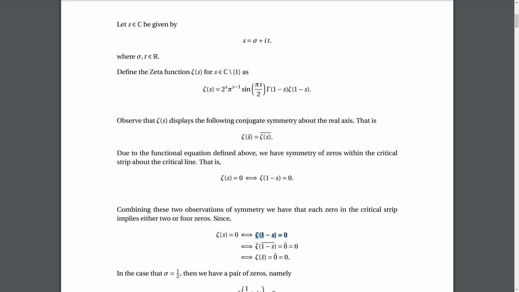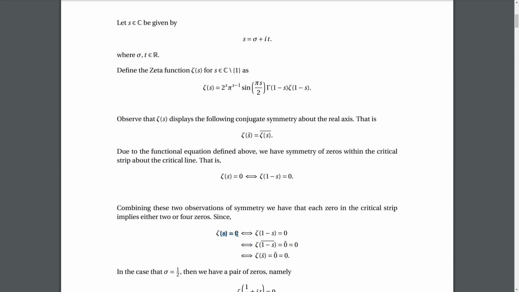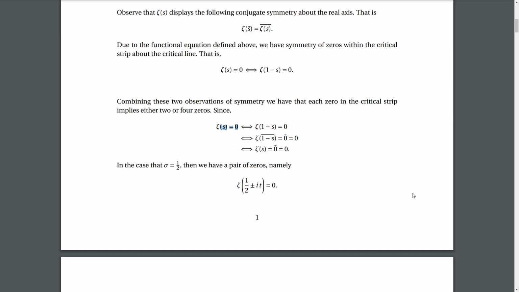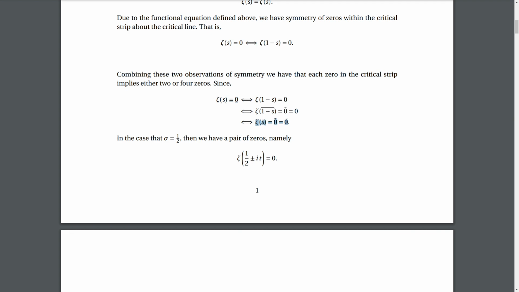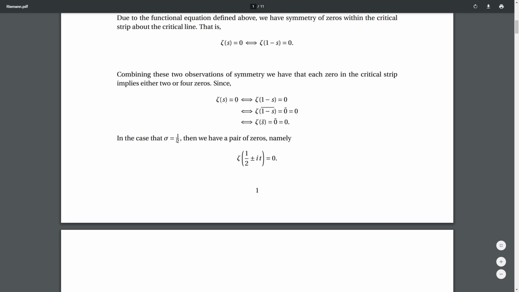Then from conjugate symmetry, we have that zeta of the conjugate of one minus s is equal to the conjugate of zero, which is still just zero, right? And then zeta of s conjugate would equal, by conjugate symmetry, the conjugate of zero, which again is just zero, right? So if you encounter one zero in the critical strip, then you encounter upwards of four, or if Riemann's theorem is true, which we'll show, really it's just two, right? And so you just get the ones at zeta of s equals zero and zeta of s conjugate equals zero, and then these two collapse because sigma has to be 1/2, and so it reduces to one of the other two zeros. Okay, so in the case that sigma equals 1/2, then we have a pair of zeros, which is what I just said, 1/2 plus or minus it, wherever you had that t.